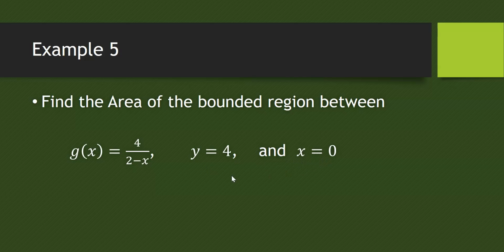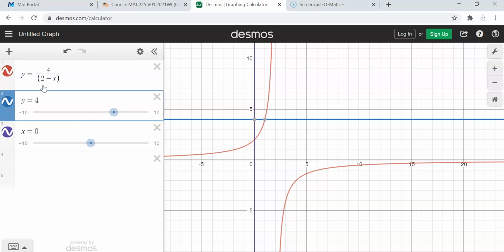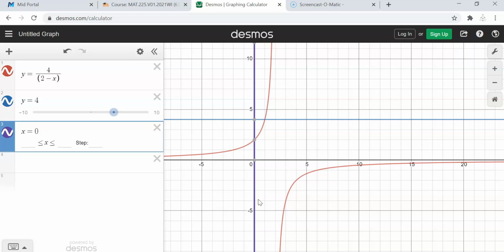So let's graph those. 4 over 2 minus x I have here in red. Notice that we have an asymptote right there. y equals 4 is this horizontal line. x equals 0 is this vertical line. x equals 0 is also known as the y-axis.